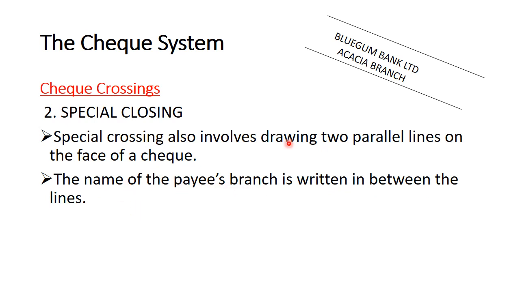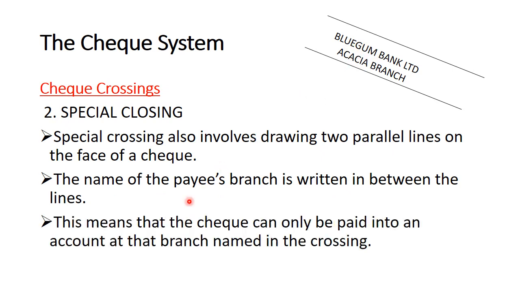So what does writing the name of the payee's branch mean? It means that the check can only be paid into an account at the branch named in the crossing. So it's only this branch, Acacia branch, where the payment can be done for this check, not any other branch.